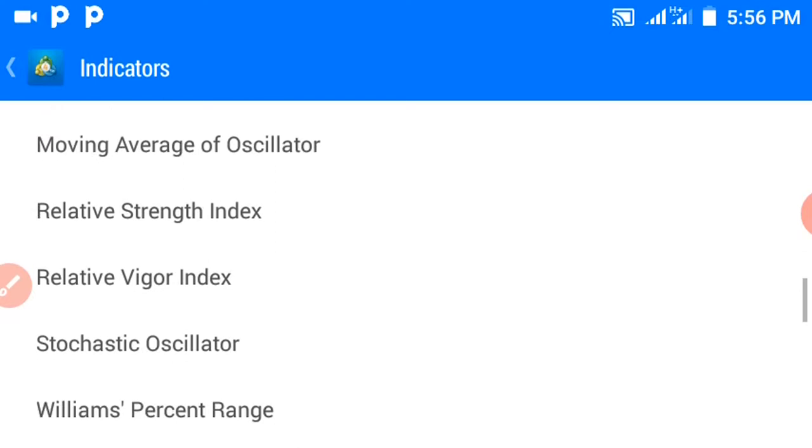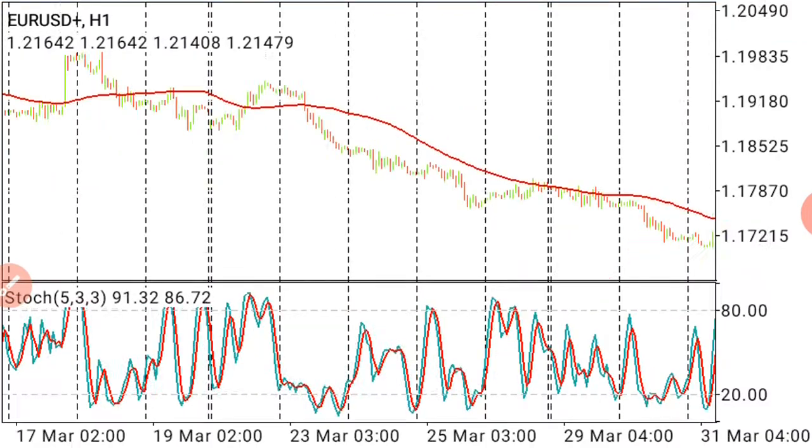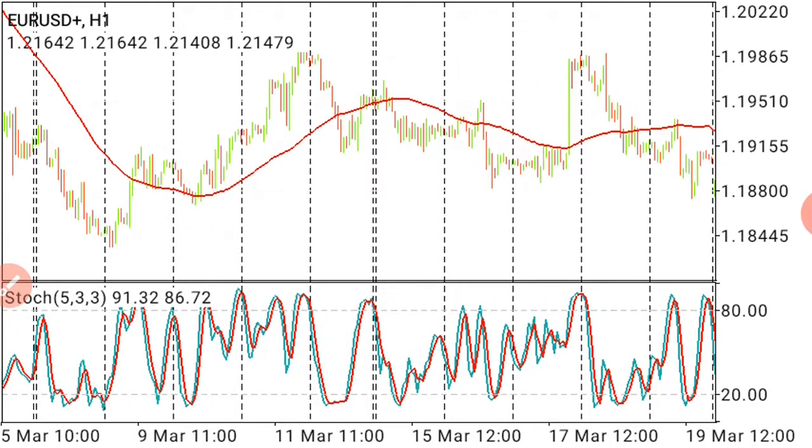Where is stochastic? Okay, there it is. For the period, just use the default setting. You can change all this later to suit you. I'm only telling you how to select the indicator. So this is the default period. That means you have something like this on your chart. Then how do you use it? How do you combine these two together to give you a good signal?